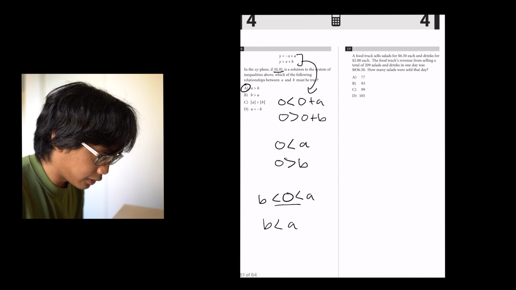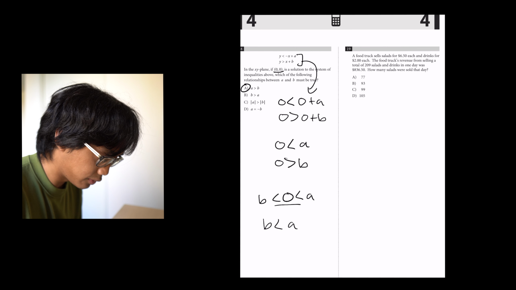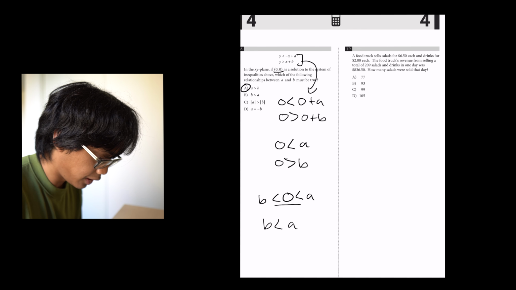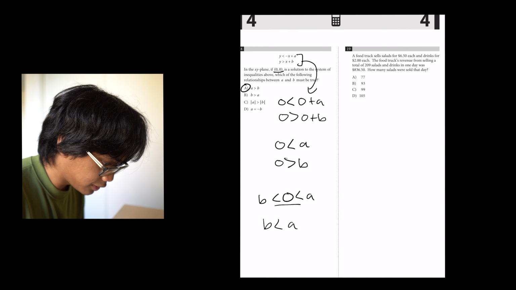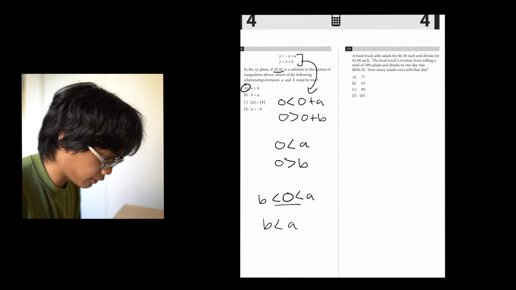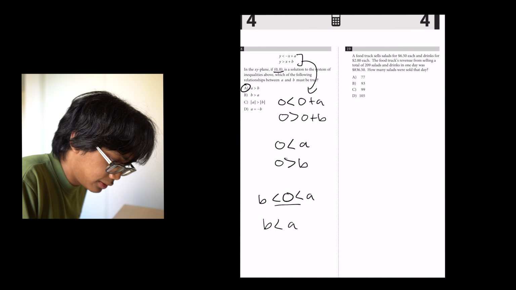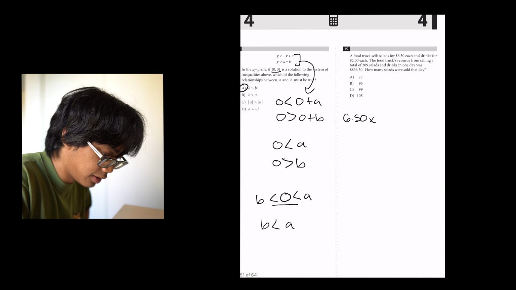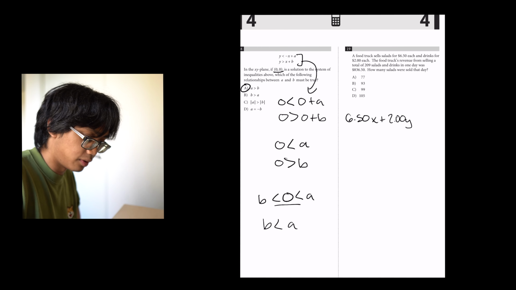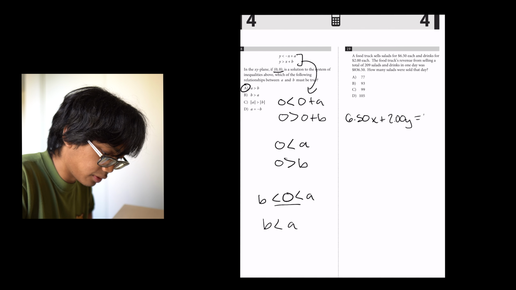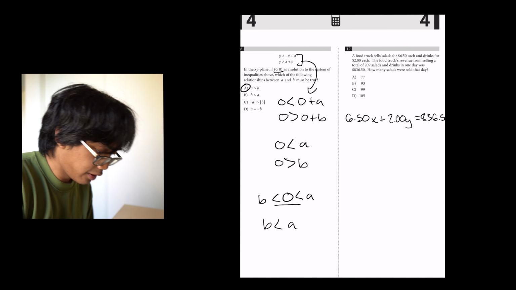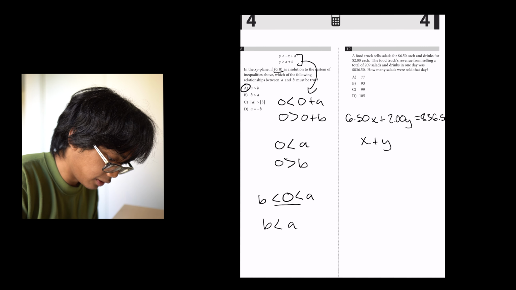All right, 19, a food truck sells salads for $6.50 each and drinks for $2 each. The food truck's revenue from selling a total of 209 salads and drinks in one day was $836.50. How many salads were sold that day? Okay, so we can model this as a system of equations where we have 6.50x, where x is the number of salads, plus 2y, which is the number of drinks sold, is equal to 836.50. And then we also have x plus y equals 209.